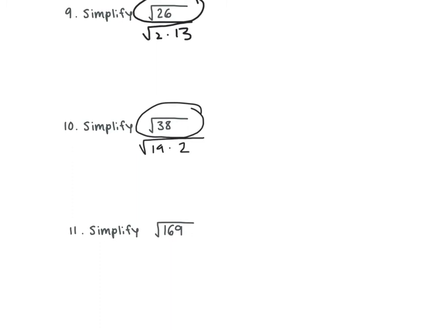All right, 11. 13 and what? And 13. So do we have any pairs? Oh, yeah. So what do we do with the 13? Put it on the outside. Do we have anything on the inside? Nope. So 13 is the simplest form.